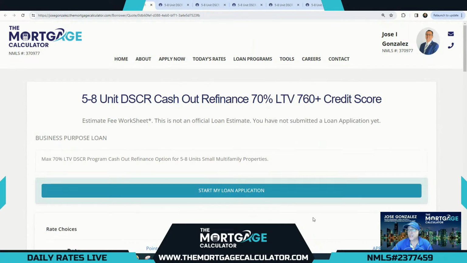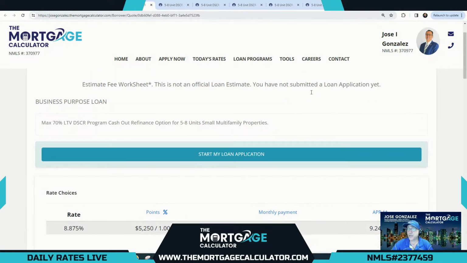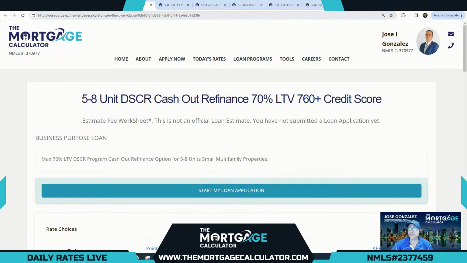So now let's give you some cash out refi options. Now, maximum LTV on the cash out refi is 70%. Our credit is 760 plus, the top tier for the credit. And here, 8.875% costs us only 1 point in loan discount. Now, there are 0 point rates, but I wanted to show the 1 point rate. 8.875%, 70% LTV, cash out, 760 plus credit.